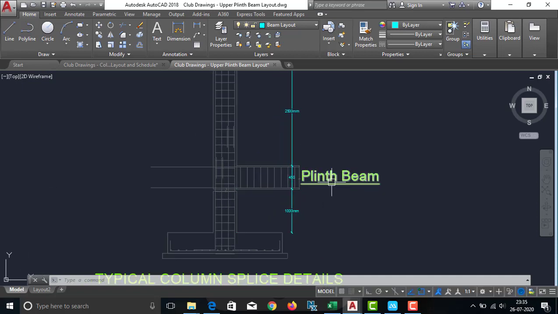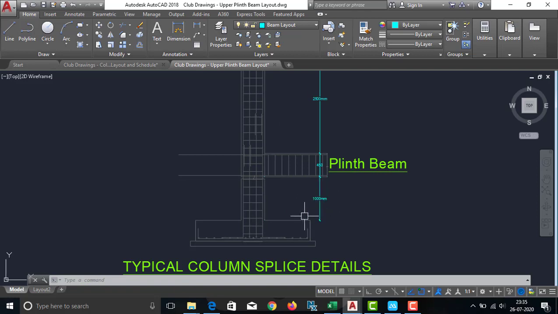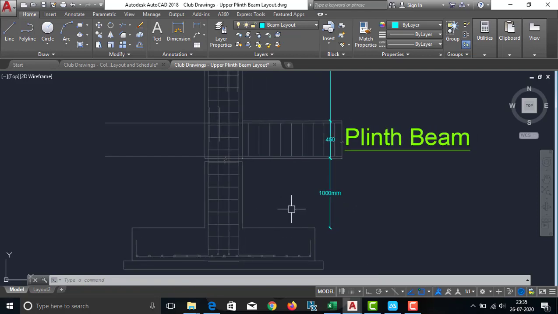So here this one is the plinth beam. Here they have mentioned that the height of this top of plinth beam is 1 plus 0.45, 1 meter plus 0.45, that is 1.45.